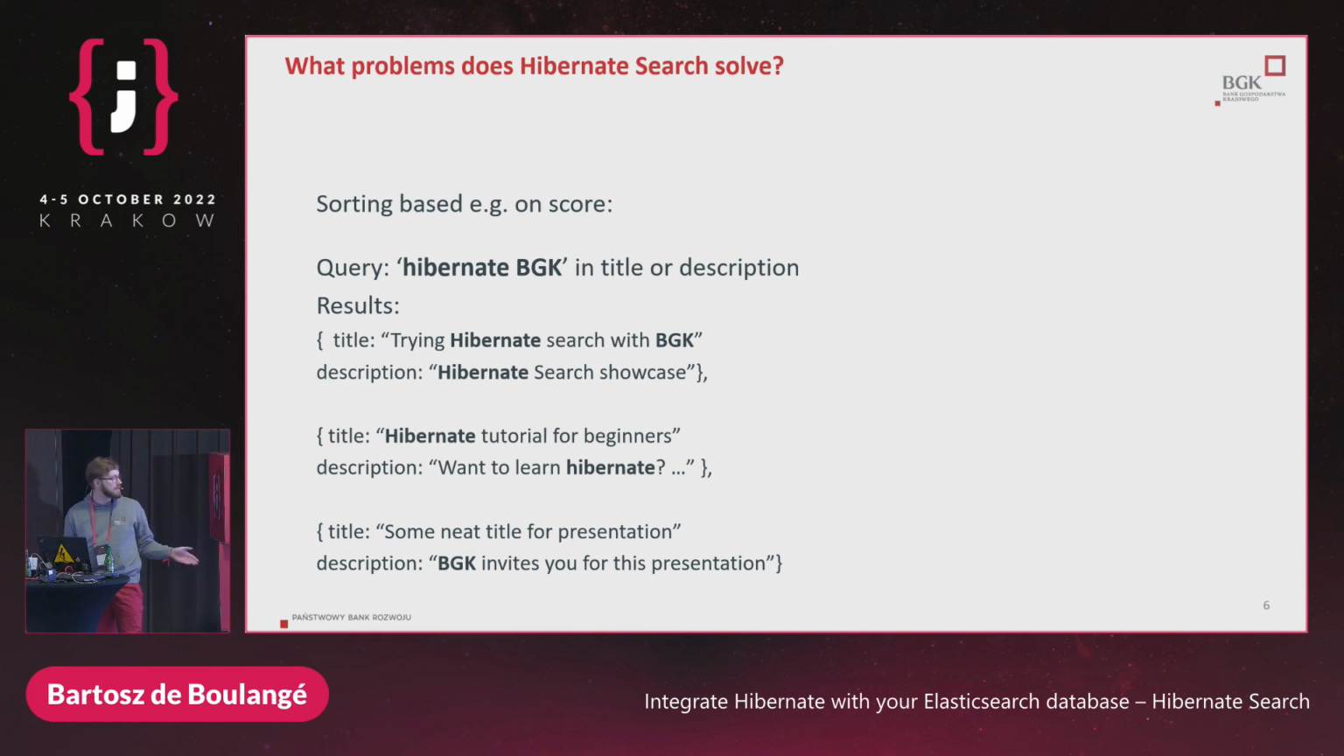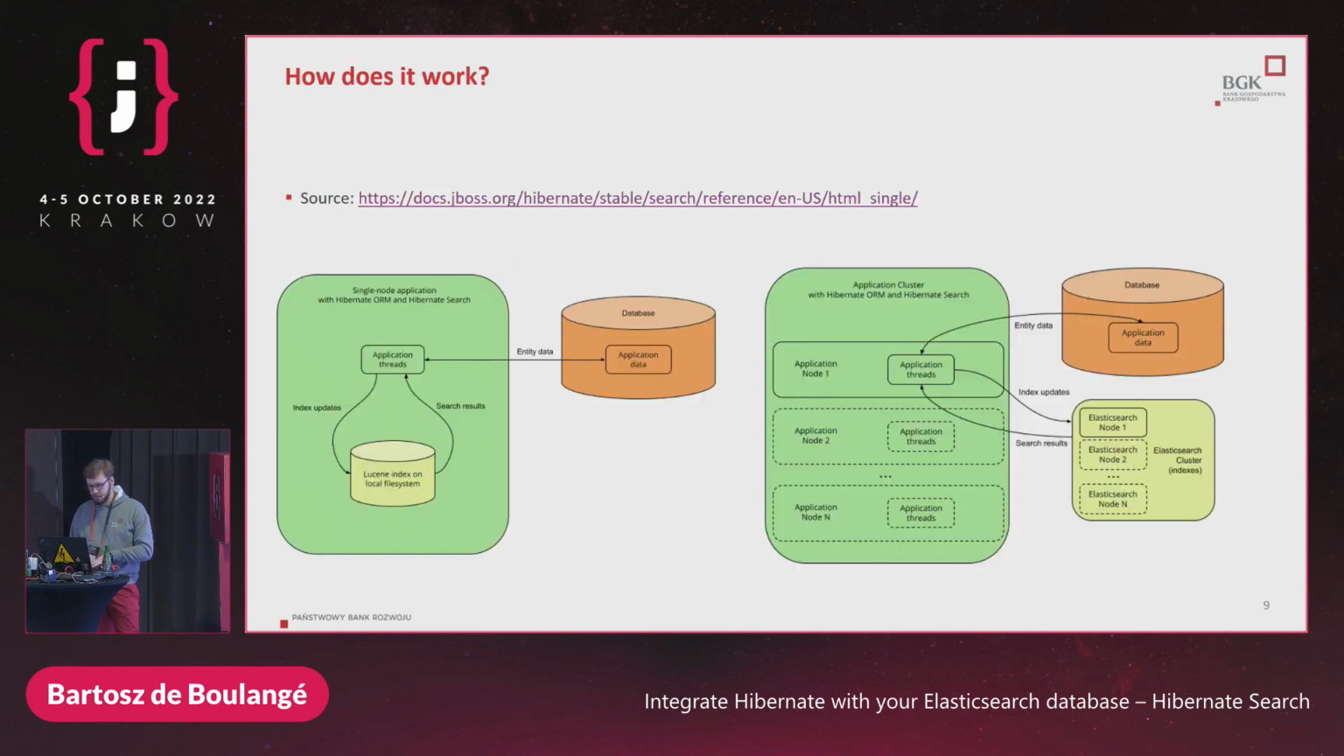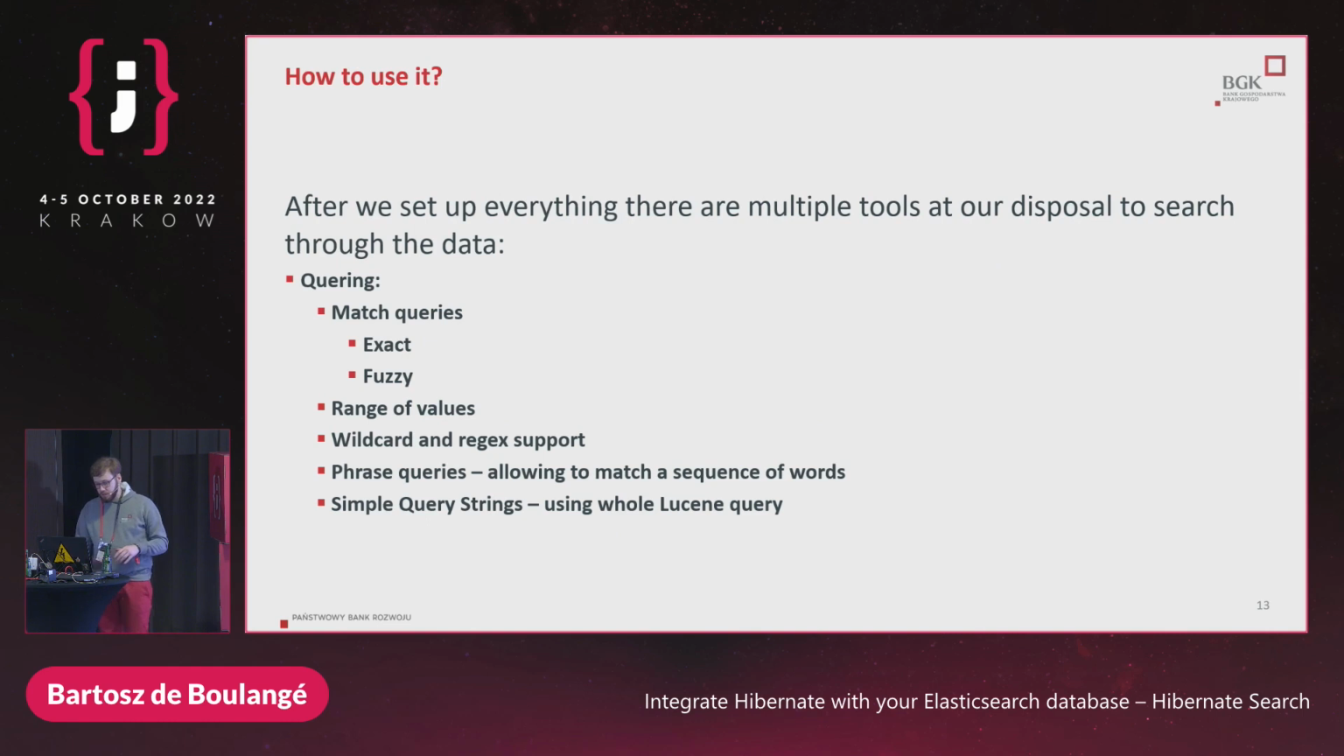So the fewer things are found, the lower score it gets, and it is put down. So basically like in Google. So what else? Simple query strings. Yeah, we can just use Lucene query normally, and all its functionality.